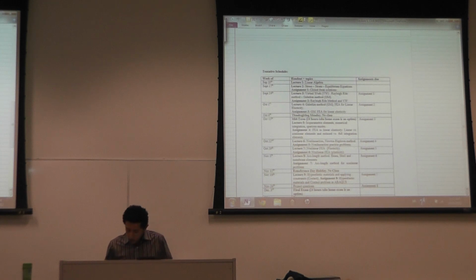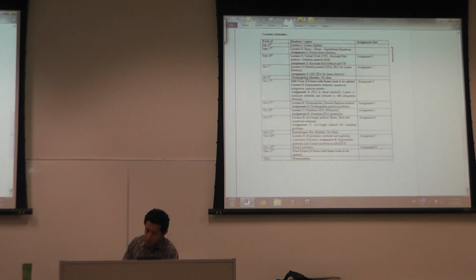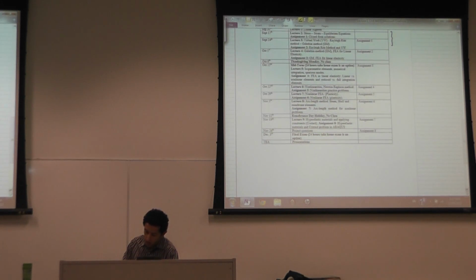Here's a tentative schedule. Today we're going to cover linear algebra. If you're taking 664, this will be, again, just a review of what you should know from 664. And in the next lecture, we're going to cover stress, strain, and equilibrium equations and the closed form solutions. And then we're going to cover other topics afterwards. The first 2 lectures cover what we actually do in 665, but it's the important material that is required for this course.